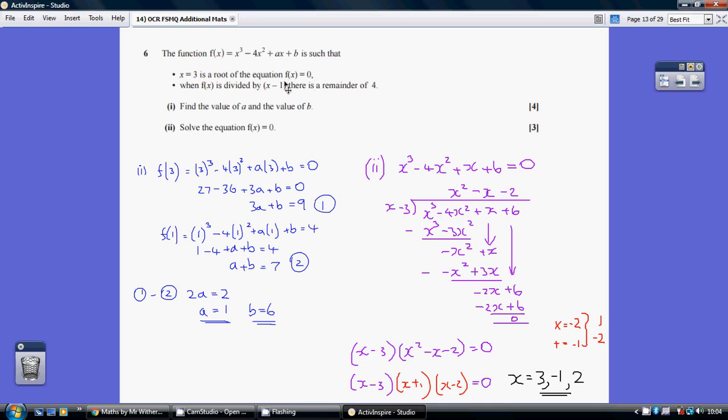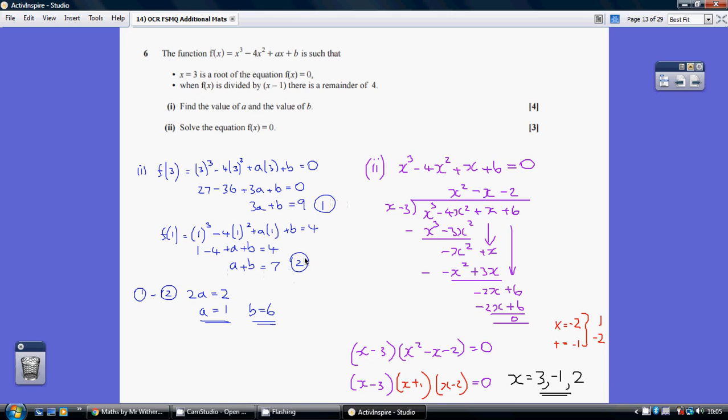We're also told that when f of x is divided by x minus 1, there is a remainder of 4. Now be careful, that means when we substitute plus 1 into the function, it equals 4. So substituting plus 1 into the function equaling 4 gives us this, which tidies up to this. So we've got a simultaneous equation to solve.